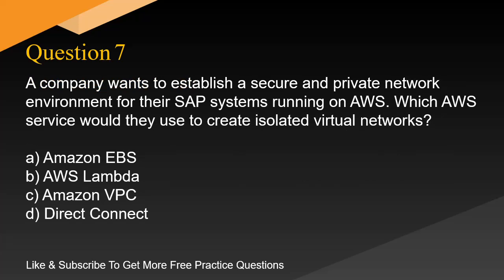Question 7. A company wants to establish a secure and private network environment for their SAP systems running on AWS. Which AWS service would they use to create isolated virtual networks? A. Amazon EBS. B. AWS Lambda. C. Amazon VPC. D. Direct Connect.